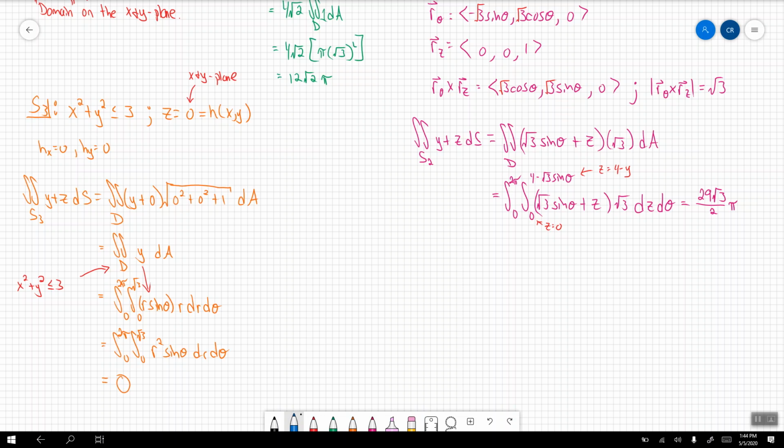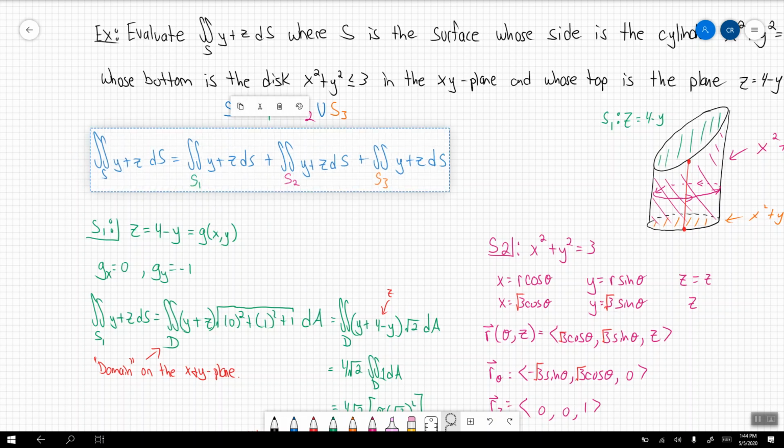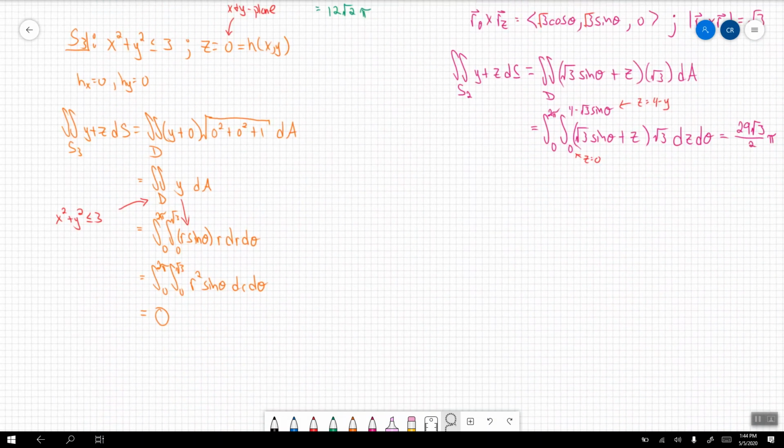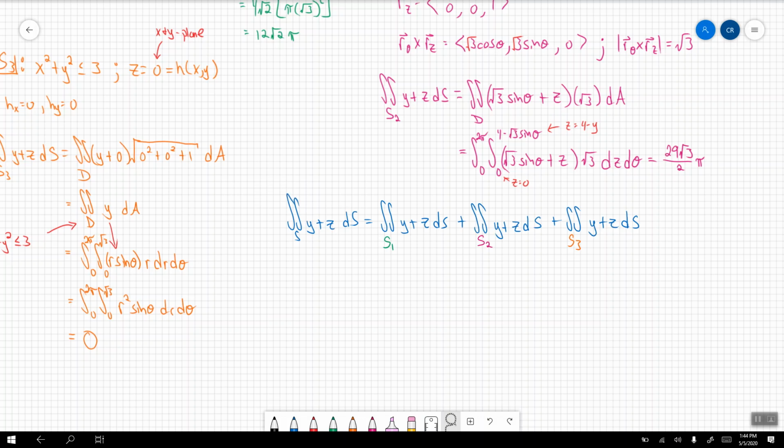So what we want now is we want to look at that integration that we saw here. So what I'm going to do is I'm going to just take this here, and I'm going to move it down below. So let's go ahead and copy that, and let's start looking at that here. There we are. So my surface integral so far, my first surface integral, that was this 12 root 2 pi. Second surface integral was 29 root 3 divided by 2 pi. And that third surface integral was just 0.